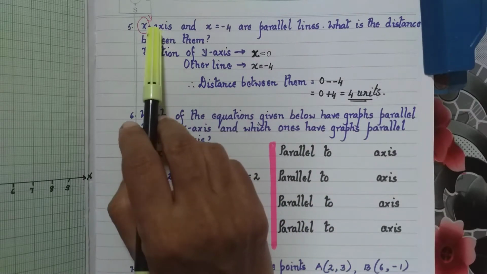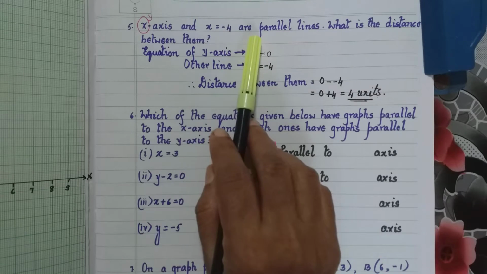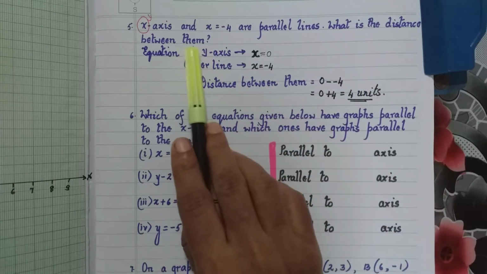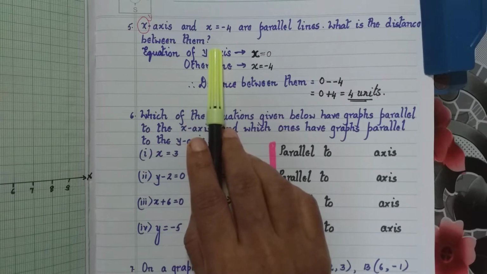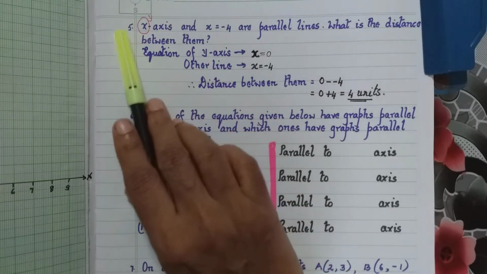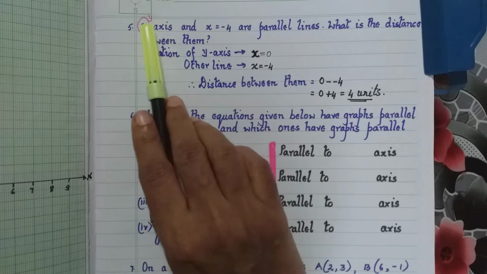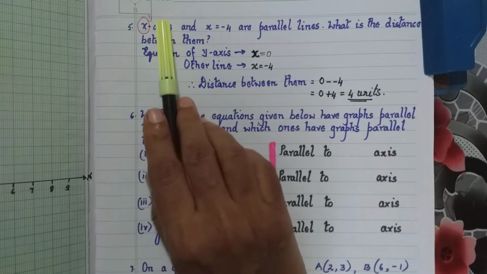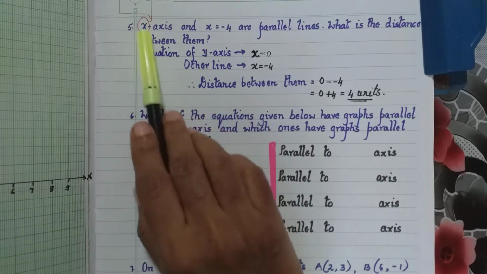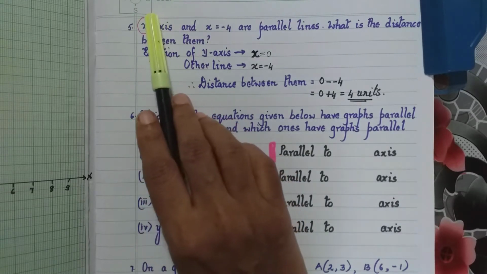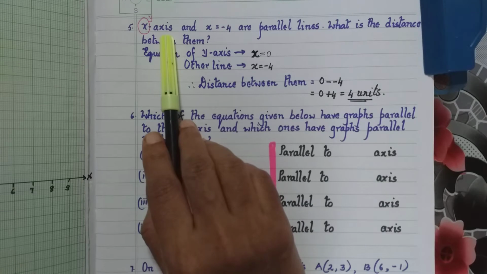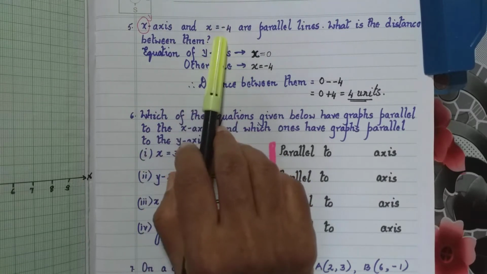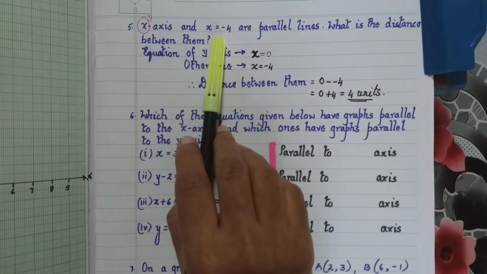Fifth question. X-axis and x equal to minus 4 are parallel lines. What is the distance between them? Now, although they have given here that it is x-axis, it is not x-axis, it is the y-axis. And we know that the equation of the y-axis is x is equal to 0. Here we'll have x equal to 0, here x equal to minus 4.